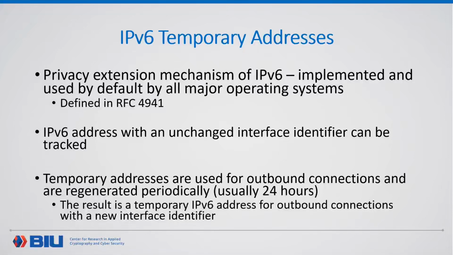The IPv6 temporary addresses. IPv6 has also introduced a privacy extension mechanism which is implemented by all major operating systems. This mechanism's goal is to prevent tracking of users merely by their IPv6 address. In order to prevent such tracking methods, IPv6 has introduced something called a temporary address. This address is used for outbound traffic such as internet connections. These temporary addresses are regenerated every certain interval, which is usually 24 hours, by generating a new random interface identifier.